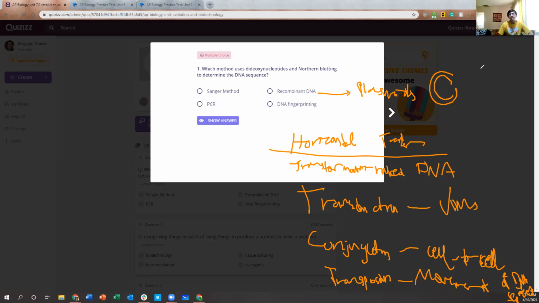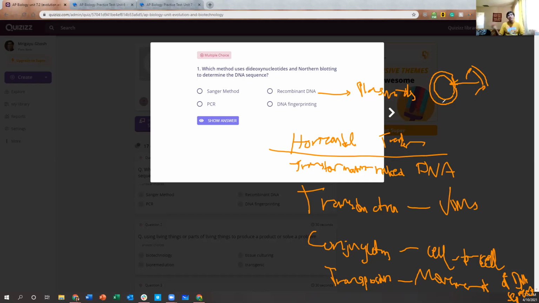Once the restriction enzyme cuts the gene I'm looking for, I can put that gene here with its sticky ends. So the gene might look like this. These areas here that are extra, these are the sticky ends. Those sticky ends are going to stick over here and over here. And now we've integrated it into the plasmid.